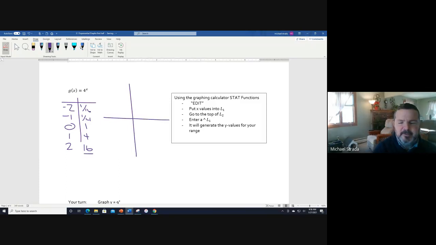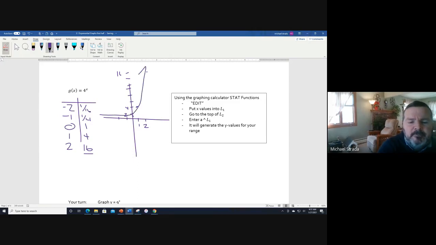Because you're going all the way up to 16, when you sketch your graph, you may want to go up 2 instead of 1. So that would be your scale: 2, 4, 6, 8, 10, 12, 14, 16. Your scales don't need to be the same. You can keep your x scale at 1. So (0, 1) is here, (1, 4) is there, (2, 16) is up there. Negative 1, 1/4. Negative 2, 1/16.